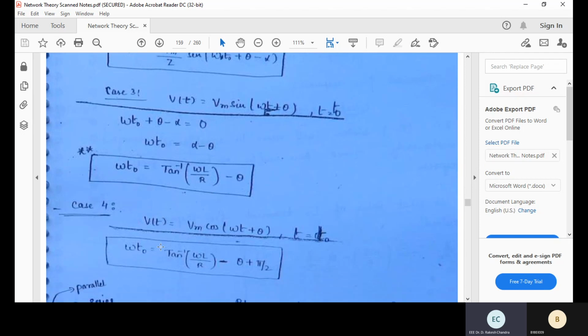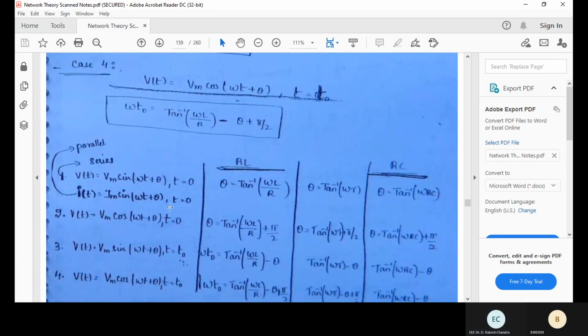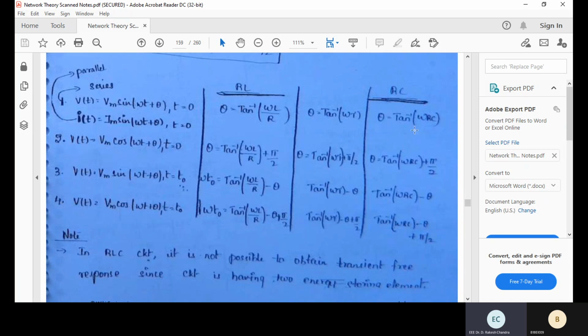In case 4, instead of sine, if you use the cos component, V of t is equal to Vm cos omega t plus theta. In such a case, another pi by 2 component is added to it. So like that for RL, for RC, if V of t is equal to Vm cos omega t plus theta, with t equal to 0 or t equal to t naught, whatever cases we discussed till now have been tabulated here.